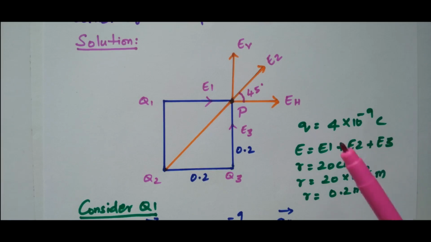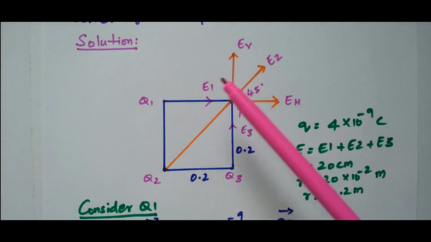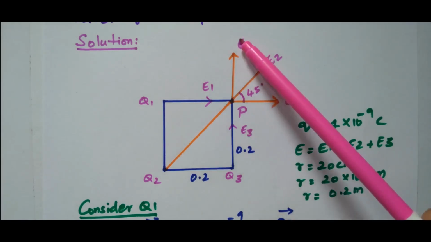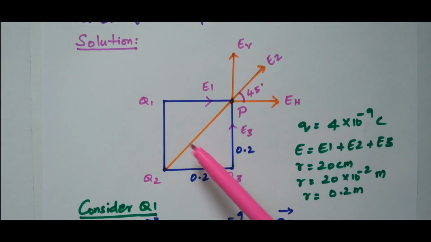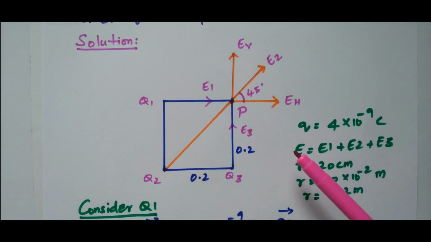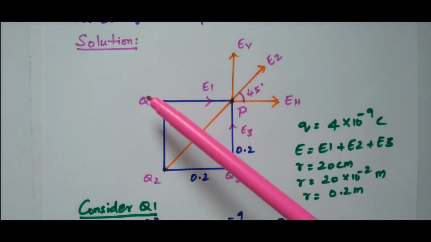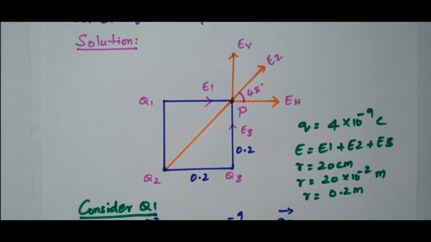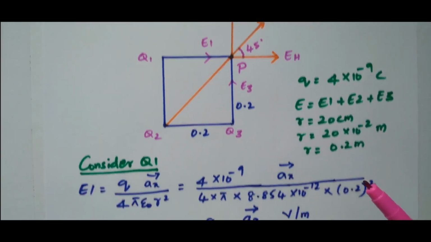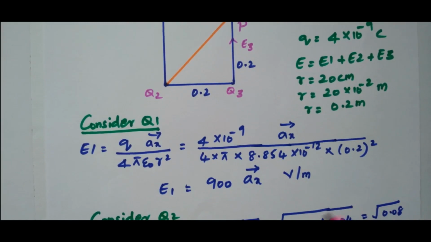Like that we can easily find E1, E3, EV and EH. By adding all, we will get the total electric field intensity at point P due to Q1, Q2 and Q3. So first we will consider the charge Q1. It is very simple. E equals Q divided by 4 pi epsilon r square. That is the formula. This is a unit vector.